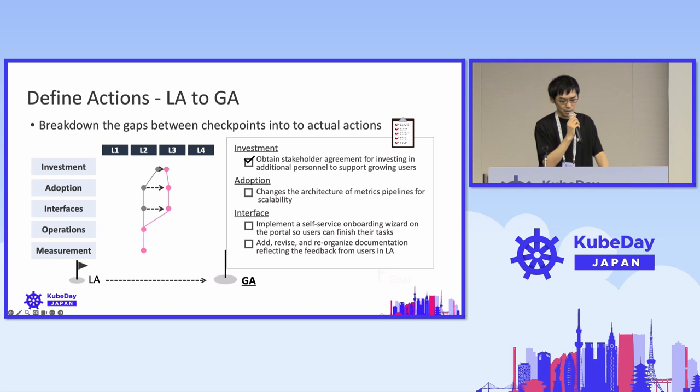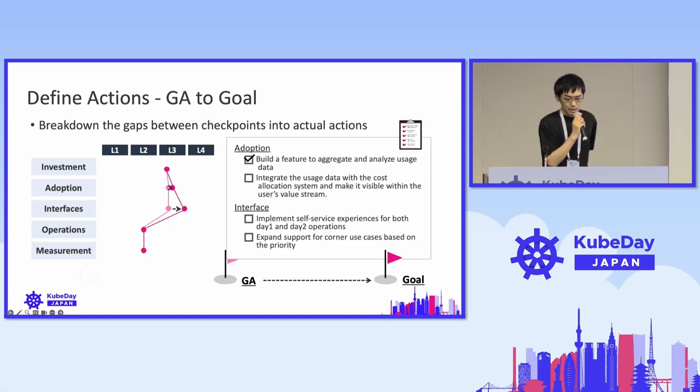Maturity levels and characteristics for each checkpoint are determined. The next step is to identify specific actions to bridge the gaps between checkpoints. Actions from LA to GA include talking with stakeholders about increasing human resources or addressing scalability bottlenecks of the platform. The same approach applies when moving from GA to the goal. Our team is currently working hard to achieve the final goal.